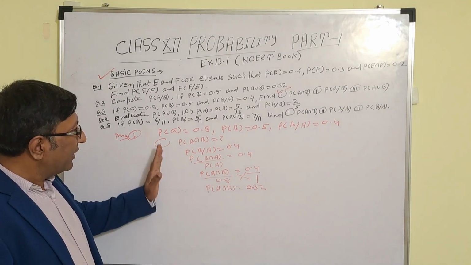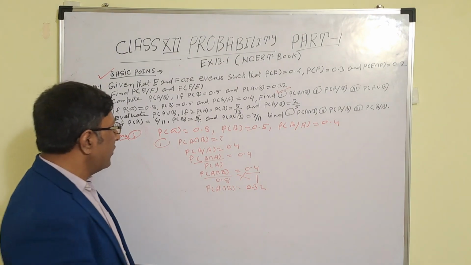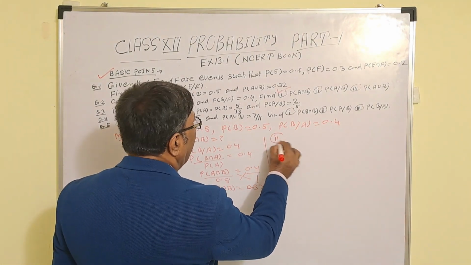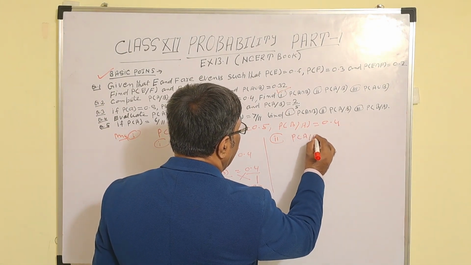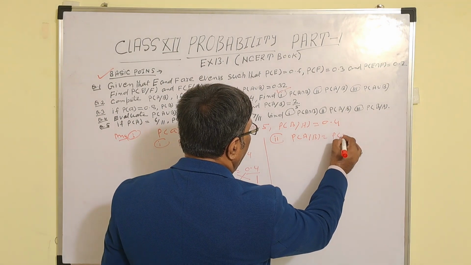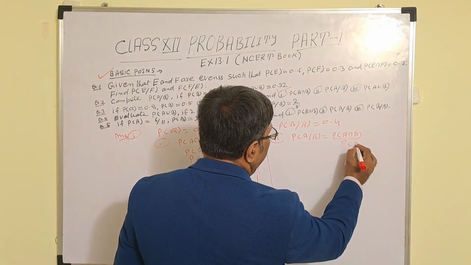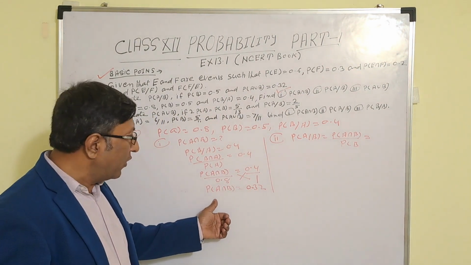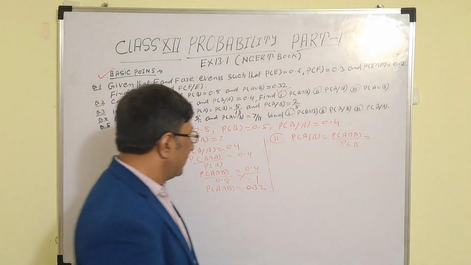Okay, so now it is right. The first answer is 0.32. Now you see part number 2. Part 2 is, we have to find probability of A given B. So we know the formula: A intersection B divided by B. Probability of A intersection B we have already found, 0.32, so we can use it.